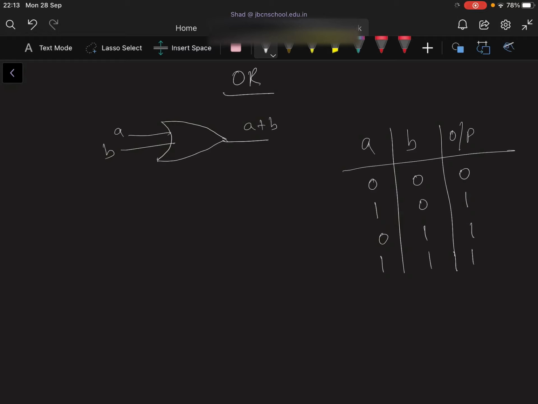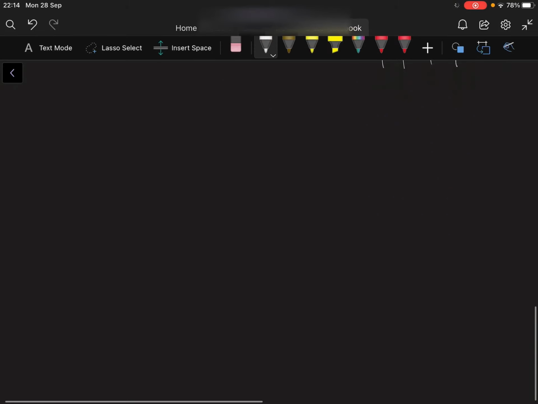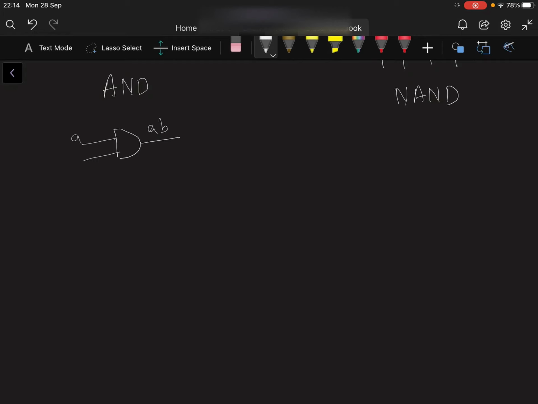Okay, now let's look at a comparison between AND gate and NAND gate. What is the difference between AND and NAND? Okay, how do both of them work? Okay, so let's look at AND and NAND. Okay, so AB, NAND.